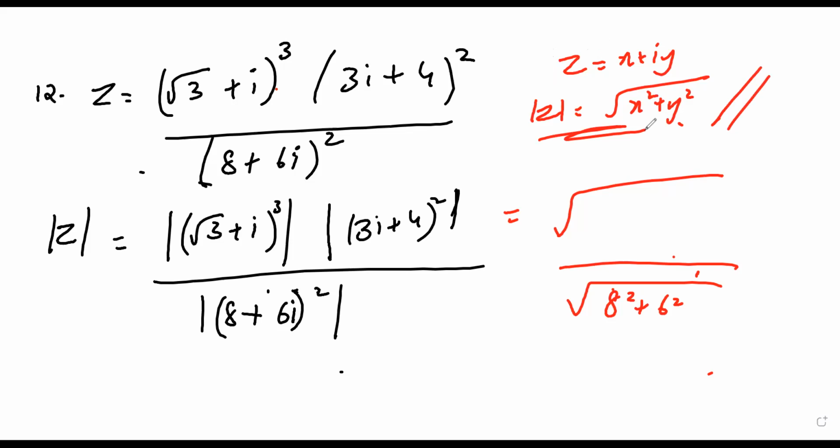So I have to do root of everything. So what is the root of (root 3) the whole square? 3, right? Yes or no? Then I have to do the whole cube of that also. Correct? So root of (root 3) the whole square, that is 3, plus 1. What is it actually? 4. And then I have to cube it.